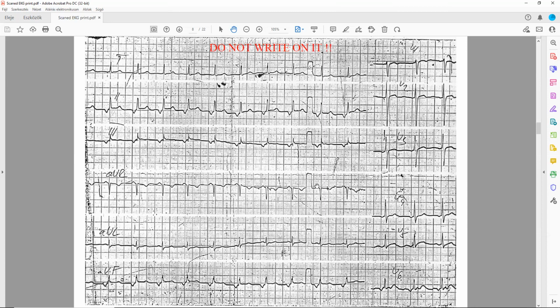And next, we have to look at the P wave. In lead number 1, I think there is no P wave. Lead number 2, we should look at the P wave. Yes, there is, and a negative P wave in AVR. Okay, so exactly the opposite of what we are expecting.